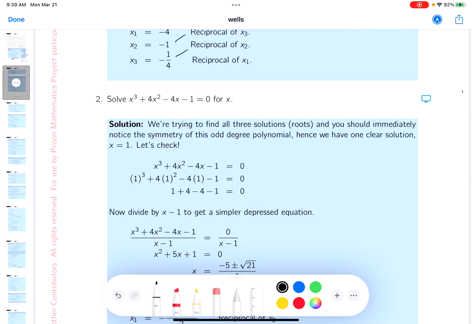Again, it should be remarkable. This is a third degree polynomial. Looking at the coefficients, you get 1, 4, -4, and -1. And there's something remarkable about that.